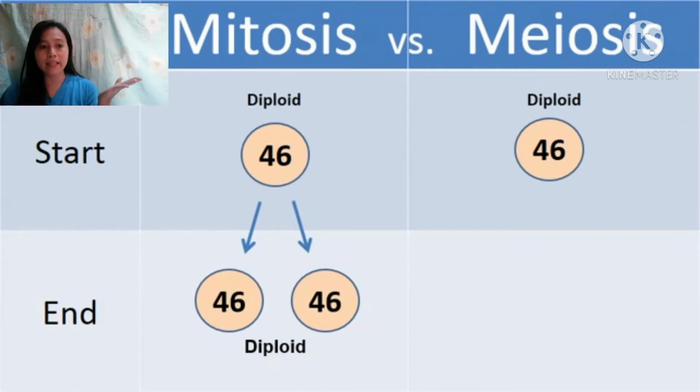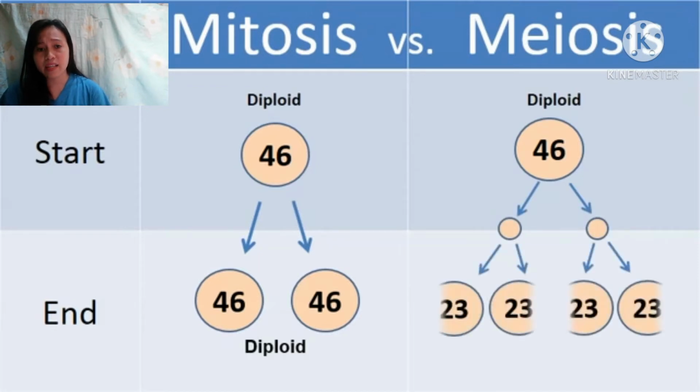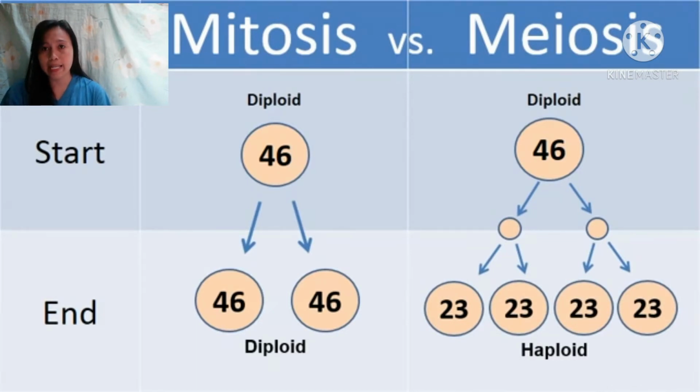On the right side, these cells will start with 46 pieces of DNA, diploid, and they go through meiosis to make two cells. But there's a second round of meiosis, so the two cells divide again into four, each one having half the amount of DNA.